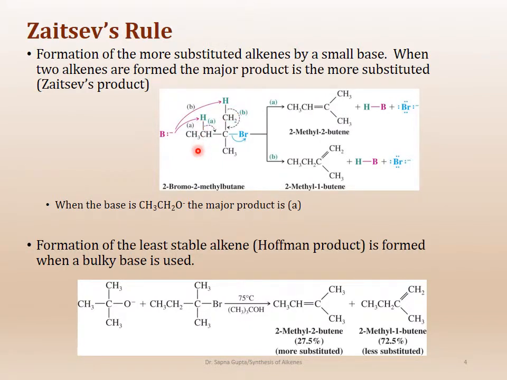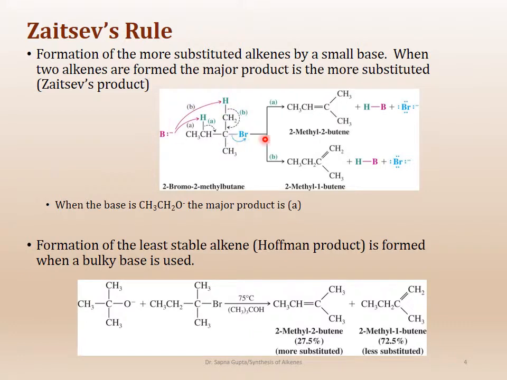Once you do the elimination using a base with hydrogen A, you end up getting product A over here, which gives you a more substituted alkene, which is the Zaitsev product. And when you use the base to do the elimination and hydrogen B is gone, then you end up getting this product, which is the less substituted alkene, 2-methyl-1-butene. You will always get the two products. One will be major, one will be minor.